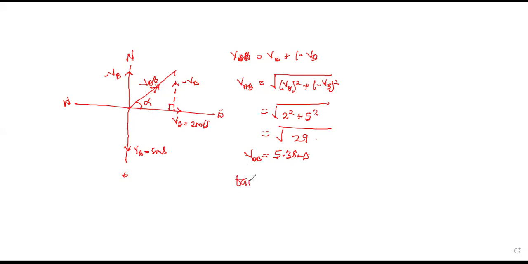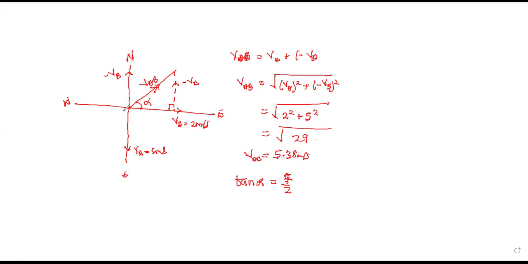So taking tan of alpha, which is the opposite over the adjacent. Here we are only considering magnitudes, please. So 5 on 2, then you find. So that's it.